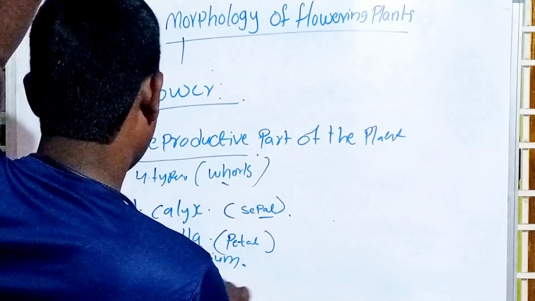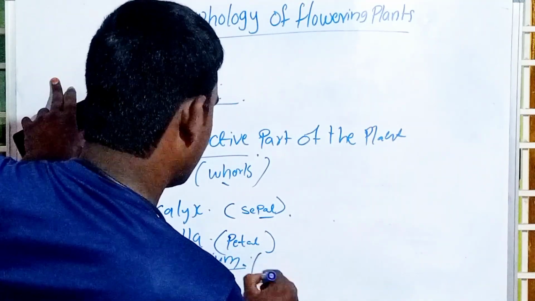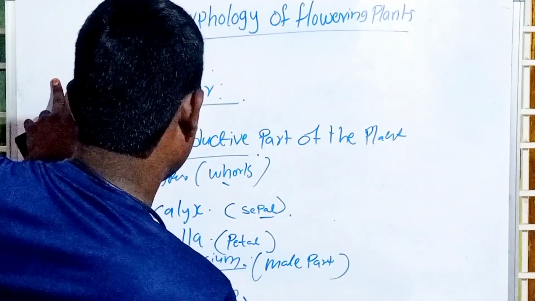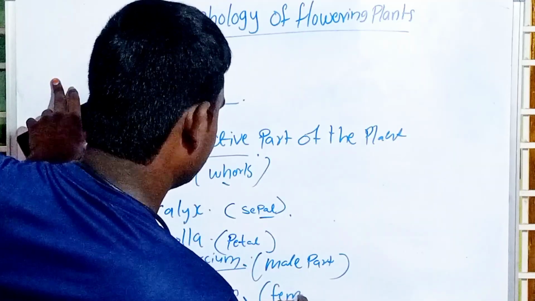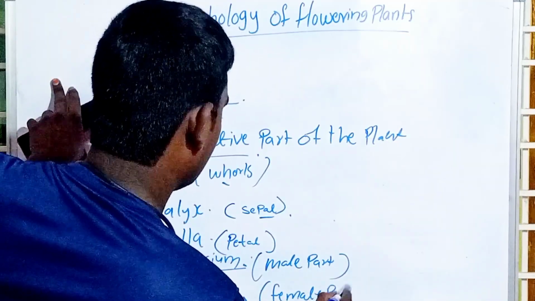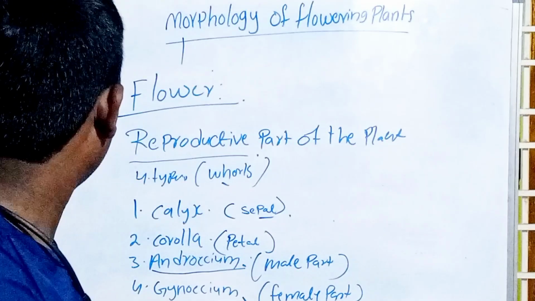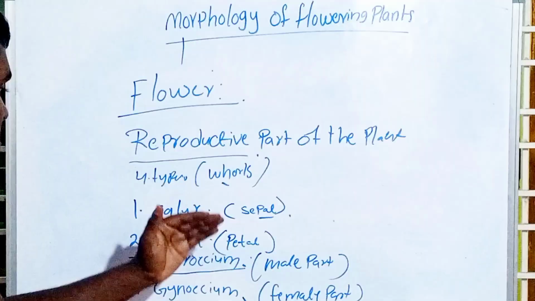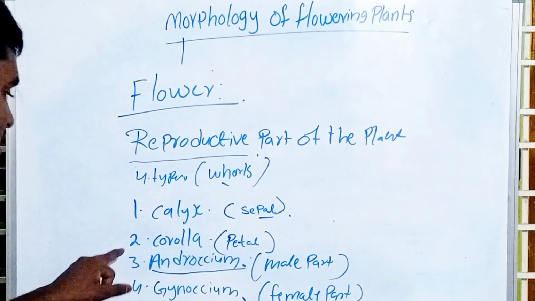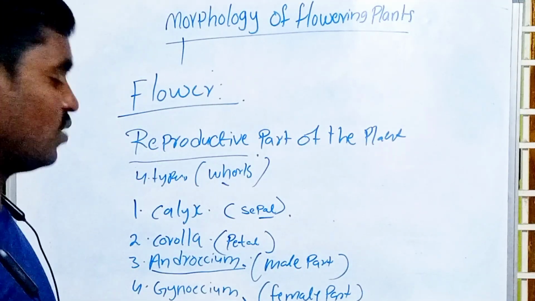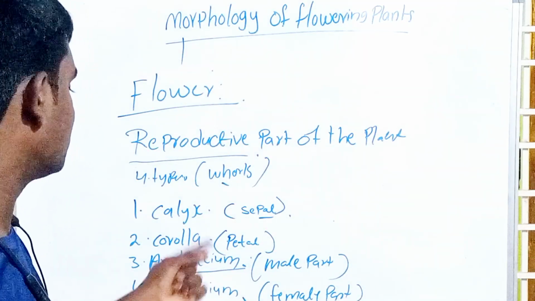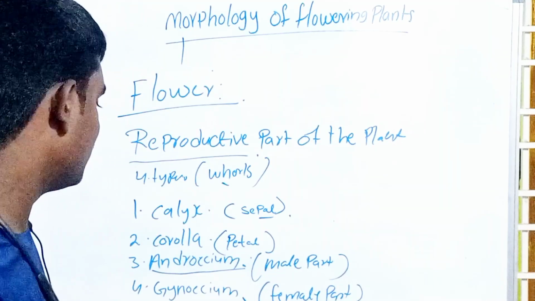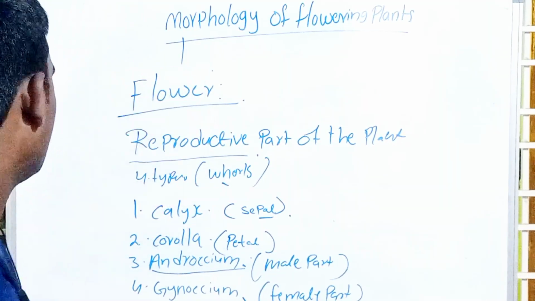And next one is androecium. Androecium means male part, and gynoecium is the female part. Just introduction to the flower, the reproductive part of the plant. These are four types or four whorls. First is calyx, second is corolla, third is androecium, fourth is gynoecium. Calyx another name is sepals, corolla another name is petals, androecium is the male part, gynoecium is the female part.